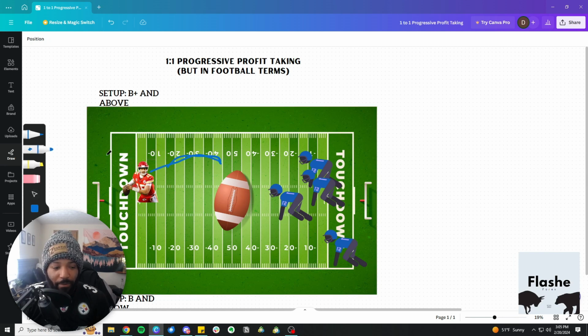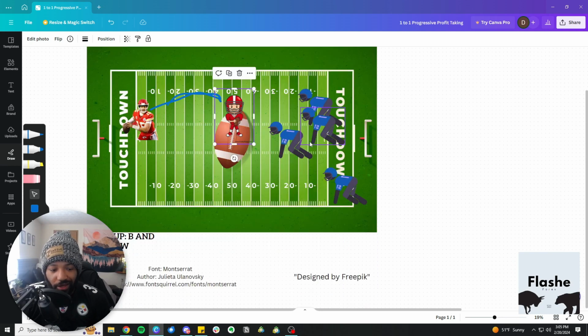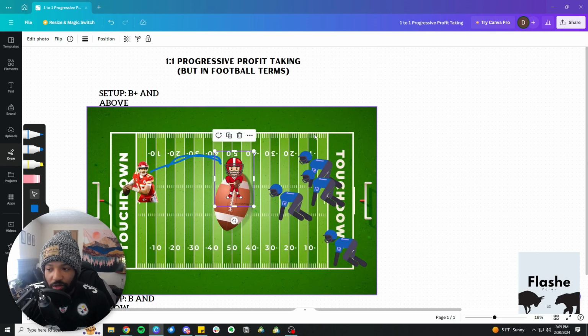I might even, screw it, throw it to Johnny football. I'm gonna throw Johnny football a 50-yard pass because I'm already up a bit, and as it gets to 1-to-1, I'm setting the break even anyway, so there's not even a way I can lose yards, basically. So that's pretty much the breakdown. I think that explains why this 1-to-1 progressive profit taking is the way to go.